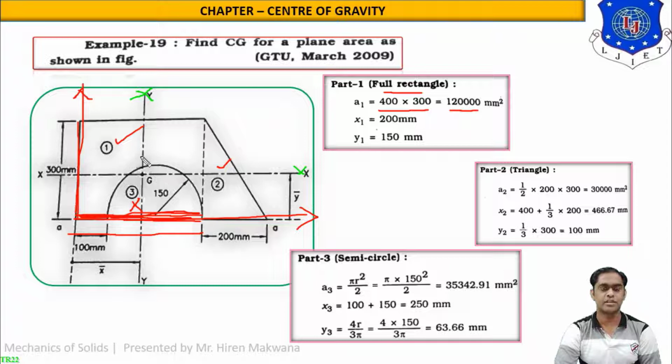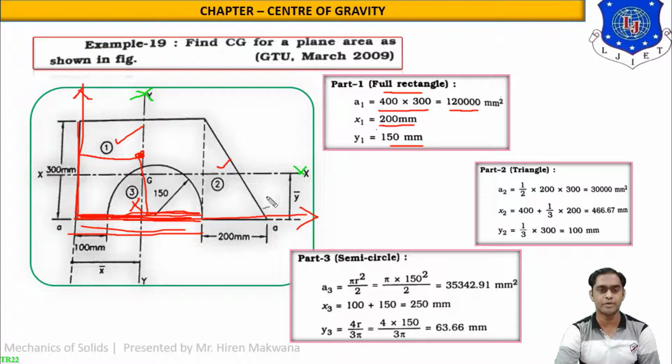And where is the CG of the rectangle? It is at the midpoint. So from the extreme left, it is at the halfway, means halfway of the 400. So it will be 200 mm. And y1, what is y1? The same CG will be measured from the bottom. So 300 by 2 is equal to 150 mm.